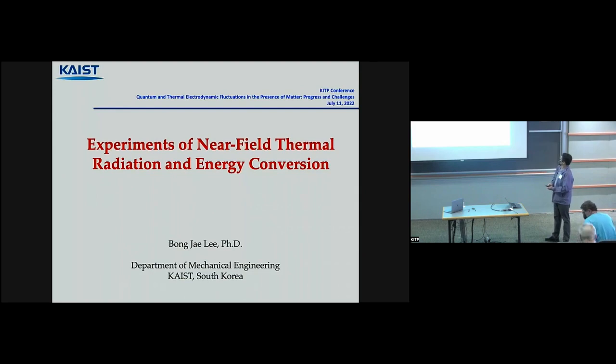And in the morning, we talked a lot about the Casimir force, and let me change the focus to the energy transfer across the small vacuum gap. And I'll introduce what I have been working on for the past 10 years in South Korea.